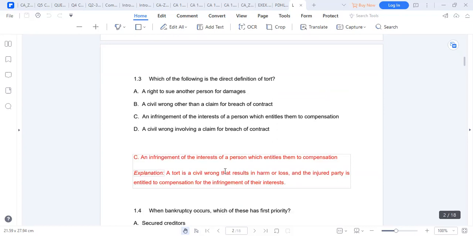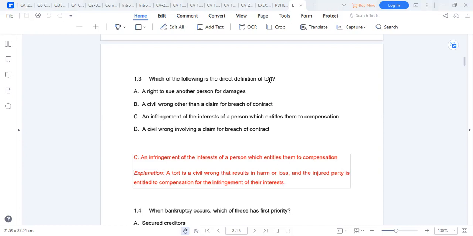So which one of the following is a definition of tort? Remember, I mentioned that tort refers to what? A civil wrongdoing or harm that is done to another person, which can lead to legal liability. So these will range from issues of negligence, defamation of character, wrongdoing. Those are under tort.